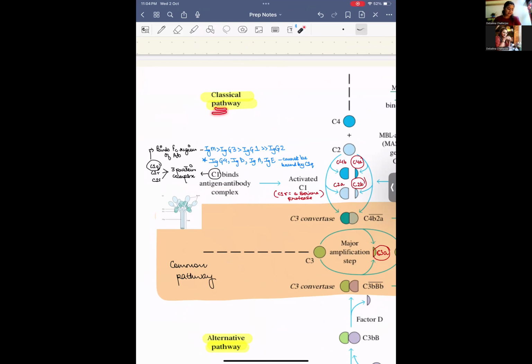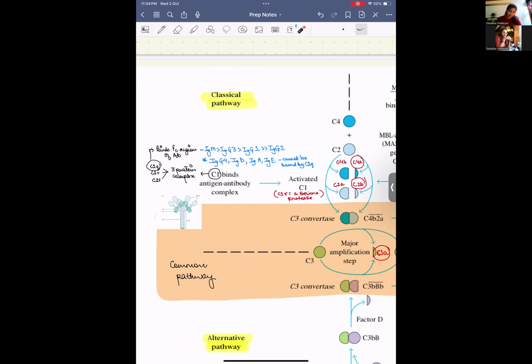And why is it named classical? Because initially this was the first pathway that was identified. So people thought that this is the only function of complement proteins. Later on, the other pathways came up. Since it was the first one, the classic one, it is named the classical pathway. There might be some antigens which are bound by antibody molecules. Now C1 is a complement protein which, if it binds to the antibody molecule or the antigen-antibody complexes, activates the cascade. So this C1 gets activated.